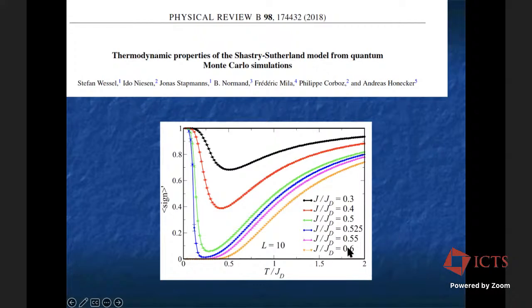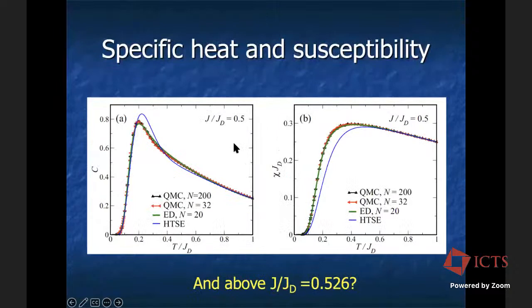But if we go to something like 0.6, this is quantum Monte Carlo facing a minus sign problem. It goes to 0, remains equal to 0, and then the error bars of the signal get very big. So quantum Monte Carlo can be used for the Shastry-Sutherland model, but only up to a certain ratio. In that case, it works very well. We can do quantum Monte Carlo on 32 sites, 200 sites. It makes no difference. The results are essentially converged as a function of system size, and this is for a ratio of 0.5.